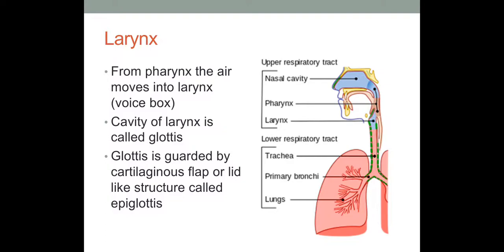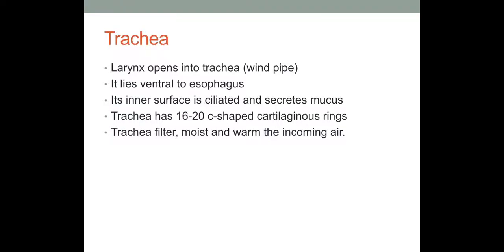It actually prevents the entry of food into the glottis, because the pharynx is a combined passage for food and for air. So to prevent the entry of food into the larynx, into the glottis, there is a lid-like structure which closes the glottis during swallowing of food, and this lid-like structure is called the epiglottis.